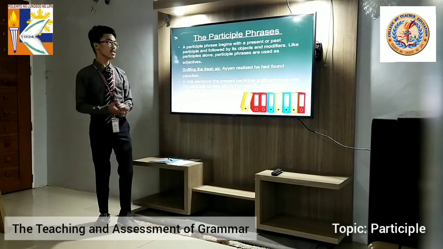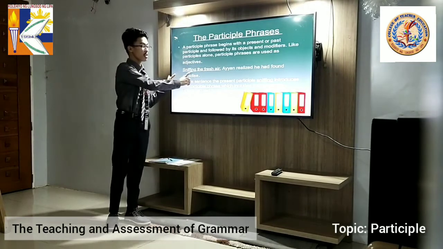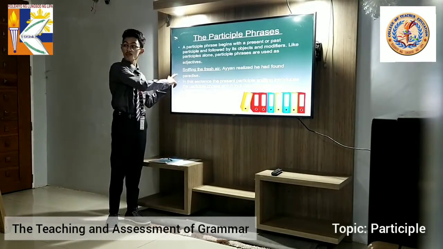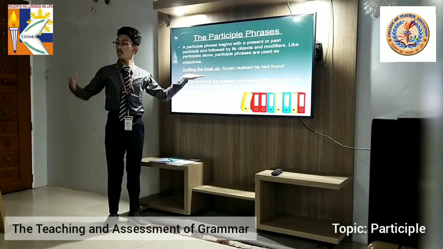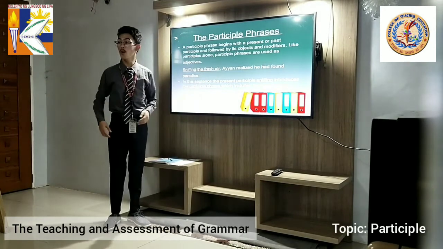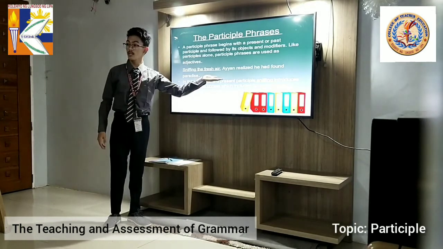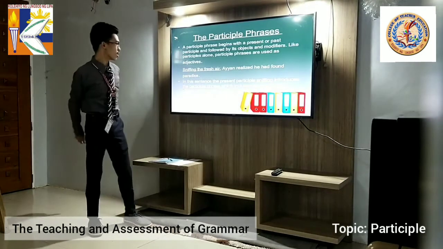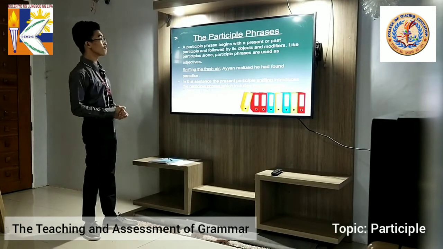Okay, in this sentence, the present participle sniffing, look at this. Sniffing introduces the object and its modifier. So in the underlined statement, what is the object? Air. Very good. How about what is the word that is used to modify our object? Fresh. Very good. So let's proceed to another examples of participle phrase.